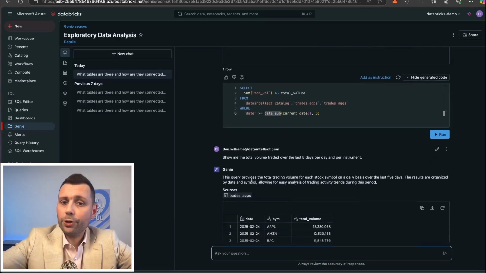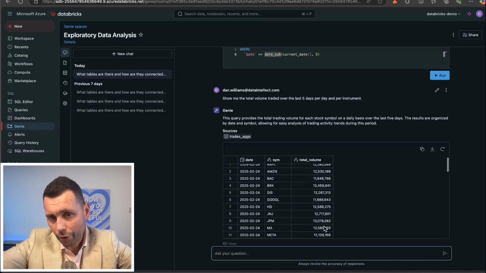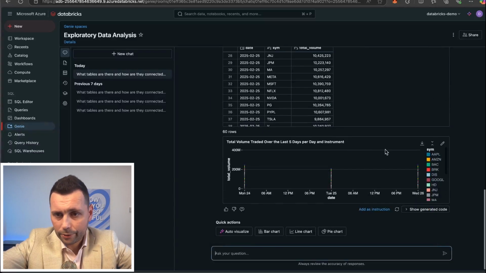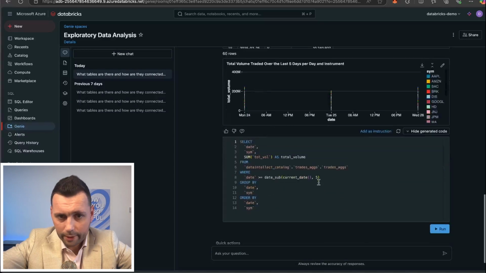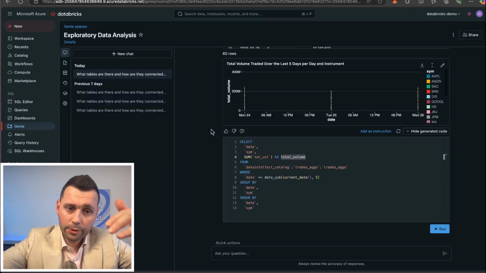This query provides the total trading volume for each stock symbol on a daily basis over the last 5 days. We have the date, we have the symbol, and we have the total volume per symbol. Let's see the actual SQL to see whether it makes sense. Again, it grouped by date and symbol, that's fine, and it calculated the sum of total volume as total volume. This query makes perfect sense as well, and we can see that it built upon our previous query. The whole point is to see a normal progression of what a normal trader would ask, or a business user or a risk manager.